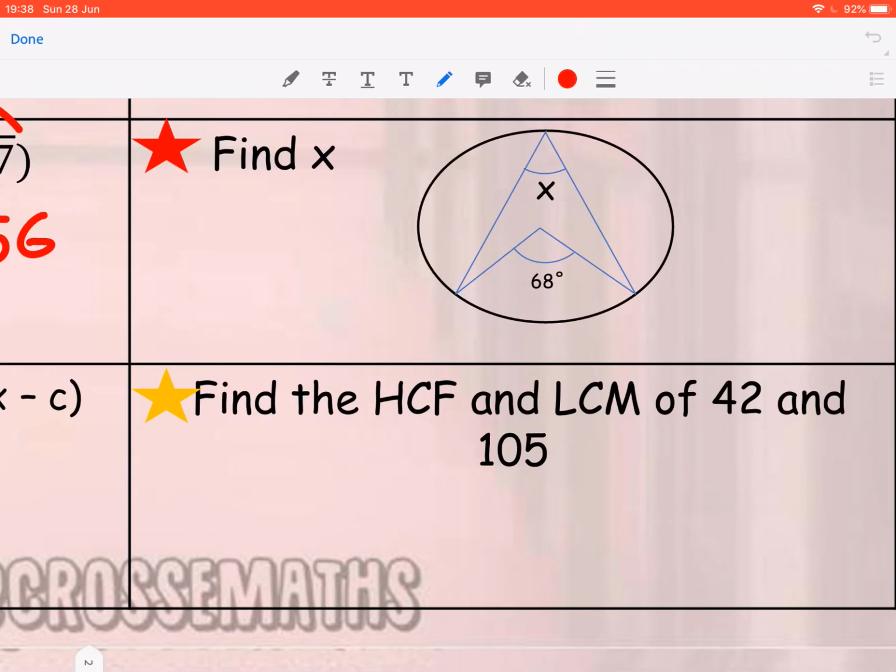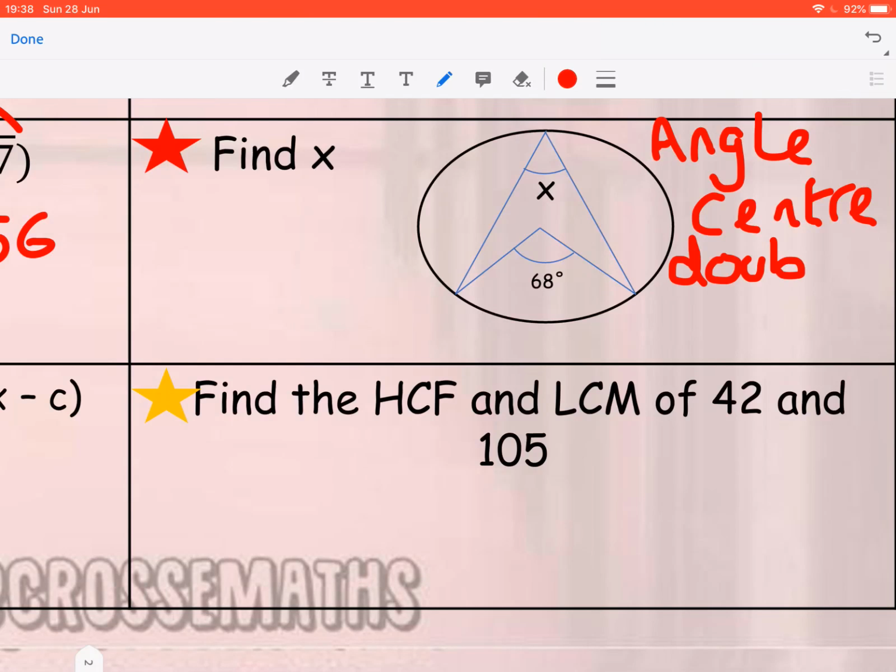Okay, finding the value of x in this. Okay, this is circle theorems. Okay, when you've got the arrowhead shape, the rule is, and this is the important thing, you've got to remember your rules. When you've got the arrowhead shape, the rule is the angle at the centre is double the angle at the edge. Okay, you need to write that in a full sentence. I've abbreviated it there. Angle at the centre is double the angle at the edge.